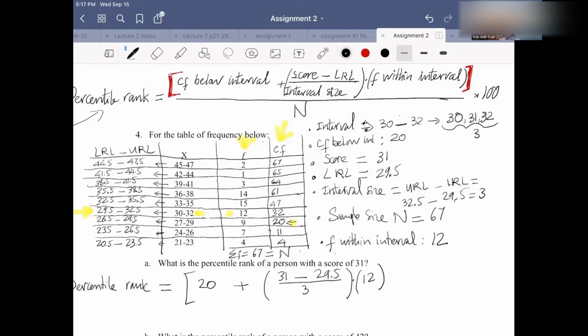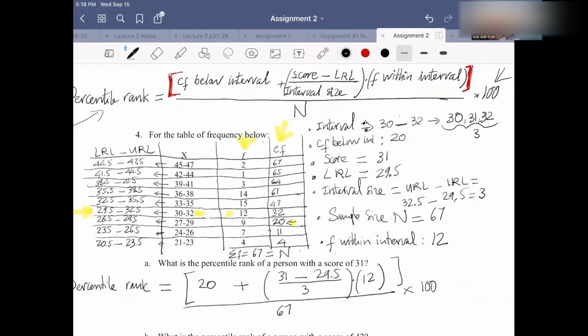And this whole thing is divided by what? Everyone type in the chat for me. The whole thing divided by what? I got Christopher's answer. All right, good, everyone. Divided by the sample size n, which is 67, good. And then you want to multiply the whole thing by 100, right? Since the 100 is right here, it's part of the formula, okay?